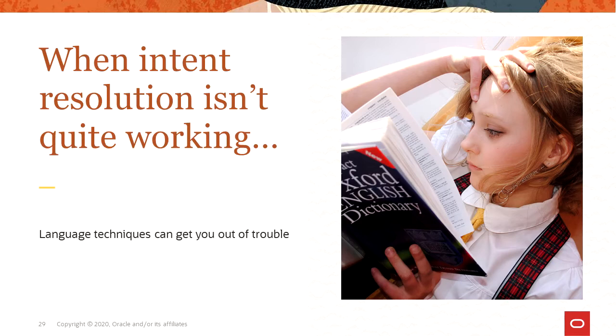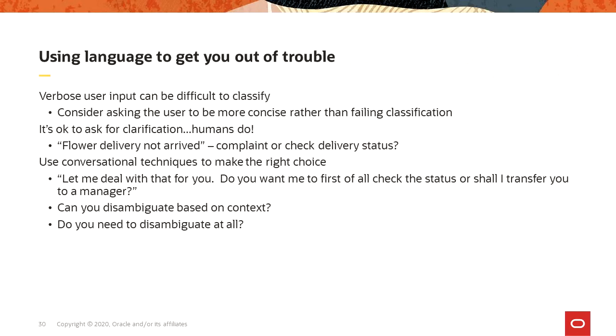The other area I think is really interesting with language is that you can't always solve problems with more and more powerful NLP, because sometimes you will say something and even a human would struggle to understand the difference. For example, with the flower ordering bot, I say, "I ordered flowers on Monday and they haven't arrived and it's Wednesday." Is that check order status or is that a complaint? Now, it's difficult for us to know because you could argue it could be either.